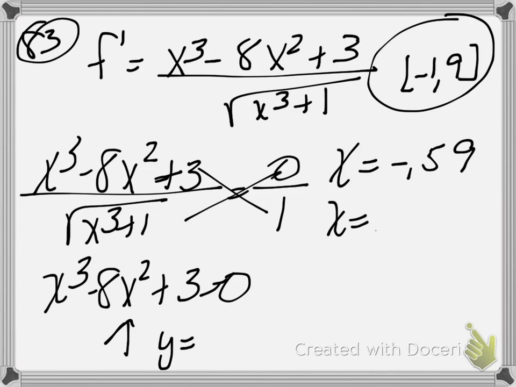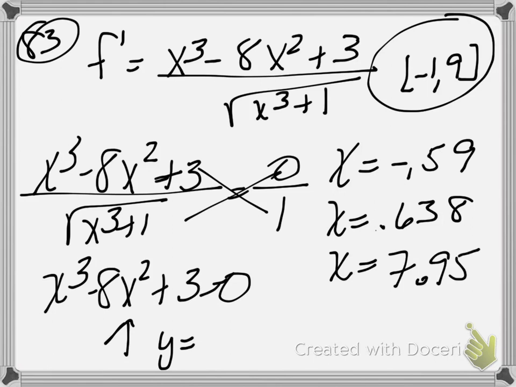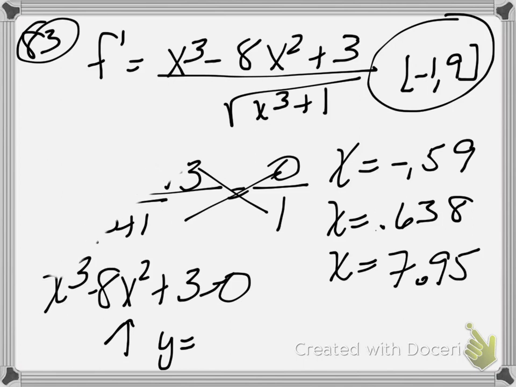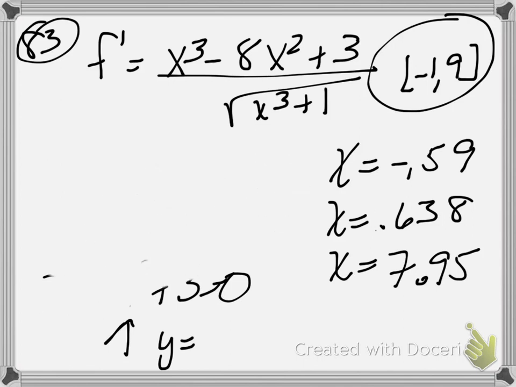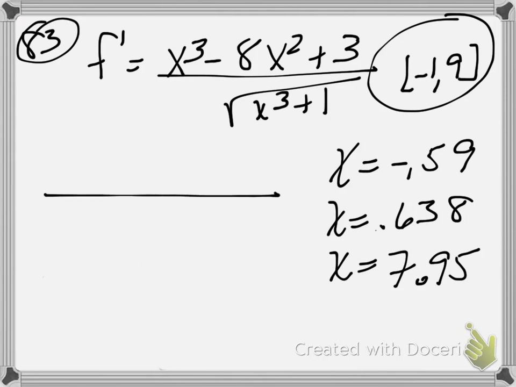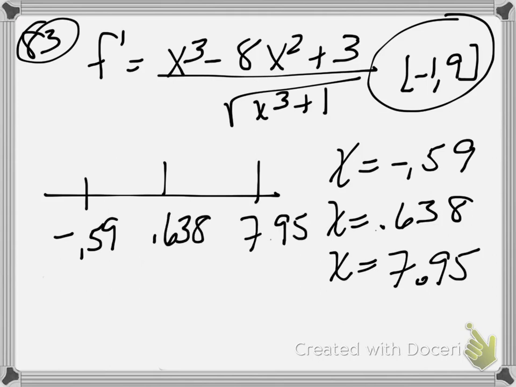-0.59, 0.638, and 7.95. All of those are between -1 and 9. So next we're going to make a wiggle graph, and we're going to put those values on the wiggle graph. And we're going to be testing in f prime.